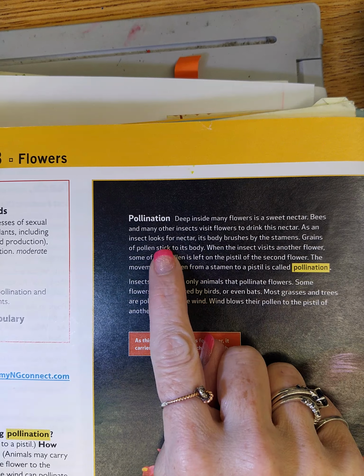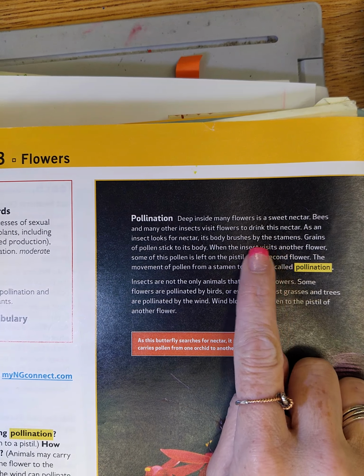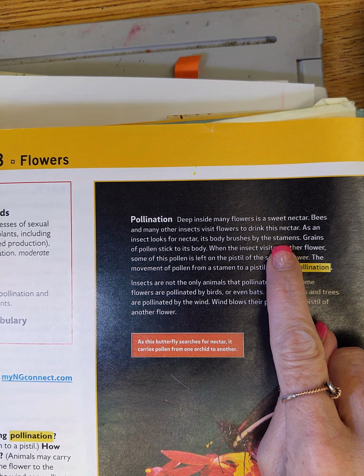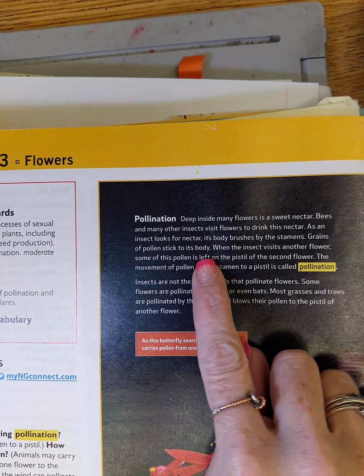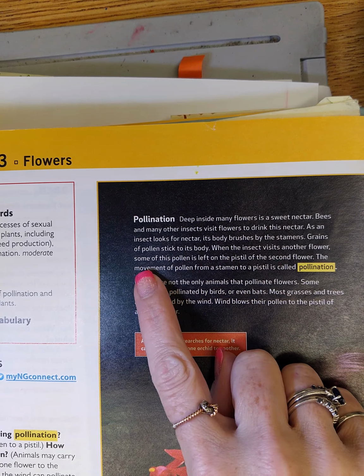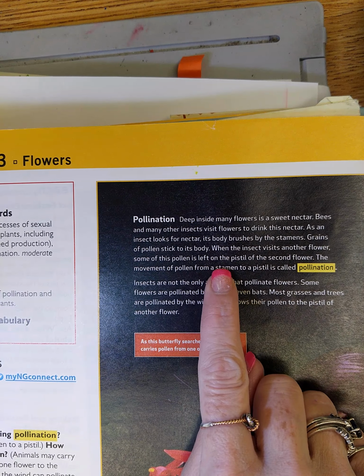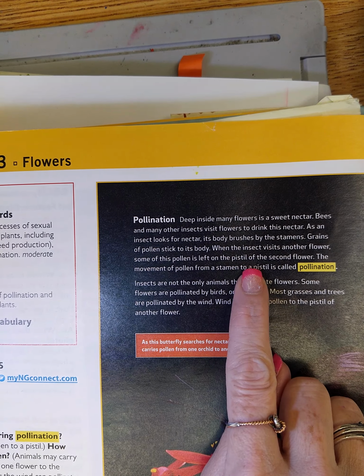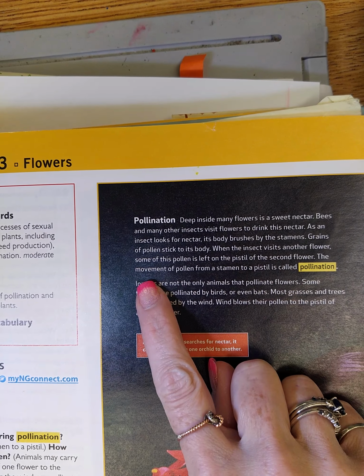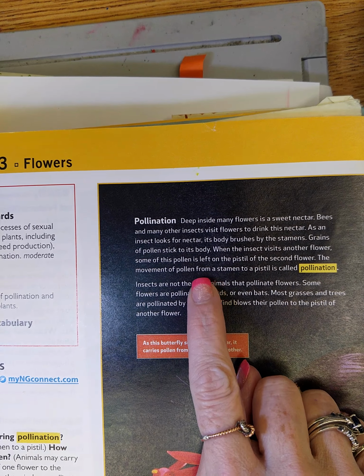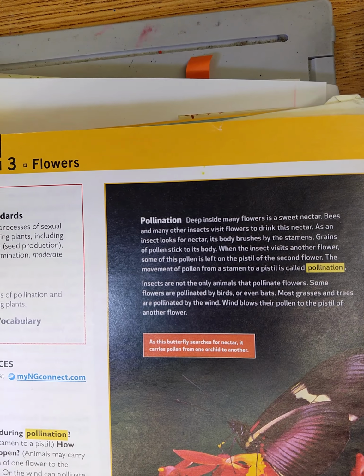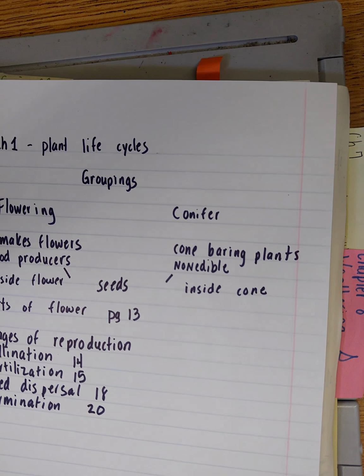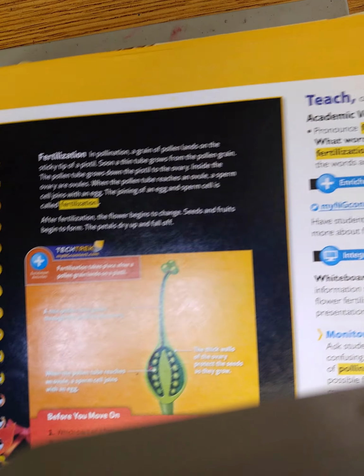As the insect looks for the nectar, its body brushes up against the stamen, the male part of the flower. Grains of pollen stick to its body. Then the insect visits another flower, and some of the pollen is left on the pistil, the female part of the second flower. The movement of pollen from a stamen to a pistil is pollination. So that's what pollination is. Let's look at the next page for fertilization.